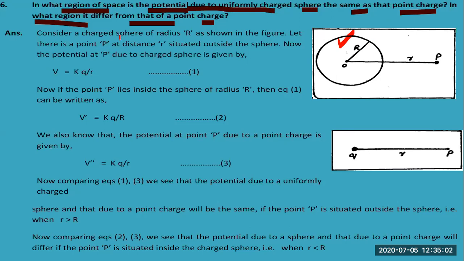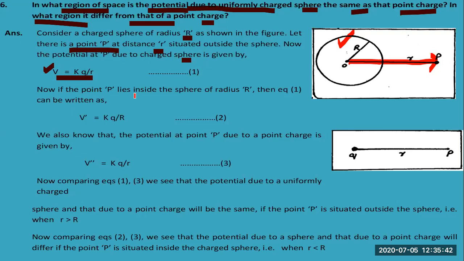So here it is. Consider a charged sphere of radius R. Let there be a point P at a distance r from the center of the sphere, situated outside the sphere. Now the potential at point P due to the charged sphere is V = KQ/r. If you put in the values, you get the potential due to charge Q at point P.